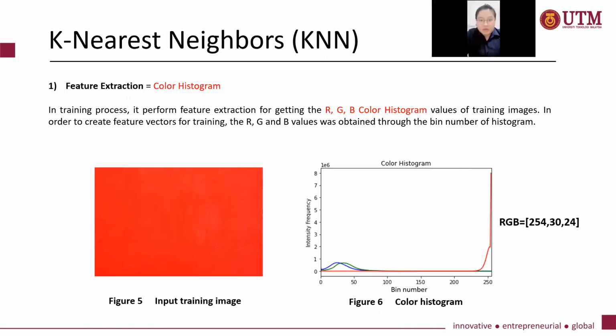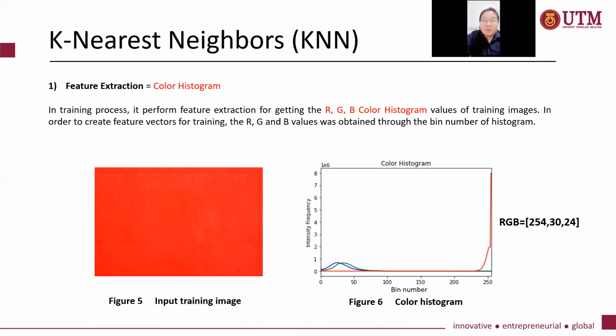For the color extraction method, the color histogram is a method used to extract the features of an image in KNN. In the training process, it performs feature extraction to get the RGB color histogram values of the training images. In order to create a feature vector for training, the RGB values were obtained through the bin number of the histogram. For example, the dominant RGB values of a red color, which is given below, are 254, 30, and 24, which represent the RGB values respectively.